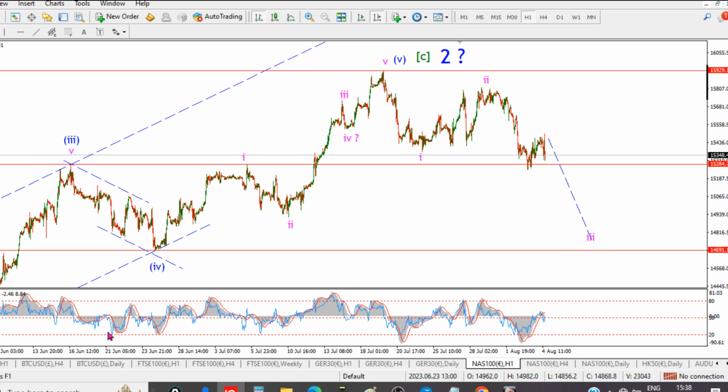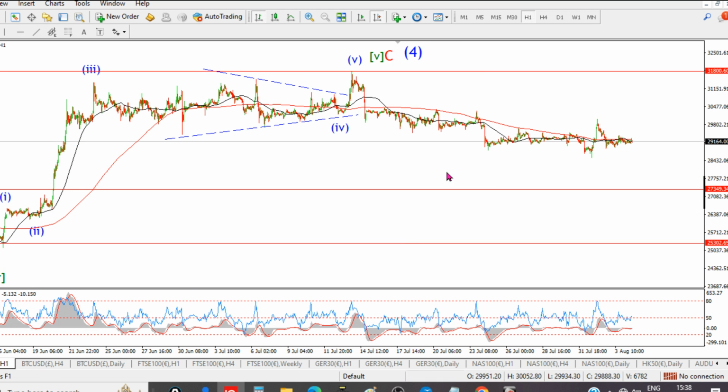That's about it. I usually do Bitcoin, but there's not a whole lot happening in Bitcoin. We've drifted sideways to the downside. We drifted basically sideways for a month and a half, almost 2 months.